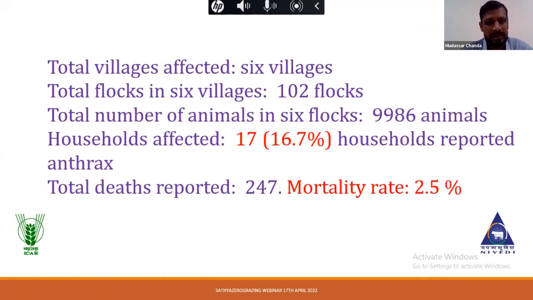Villages affected were 6, and the total flocks in those villages were 102, with a total of 9986 animals. Households affected were 16%, and the mortality rate was 2.5%. This is the data we can collect.